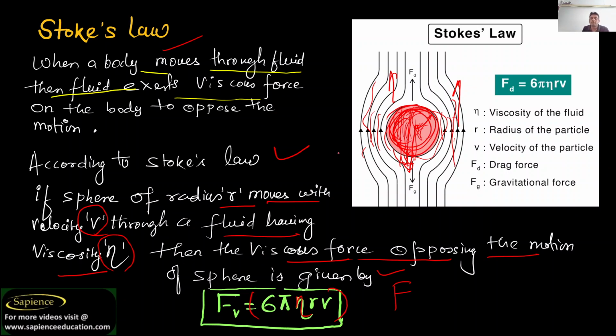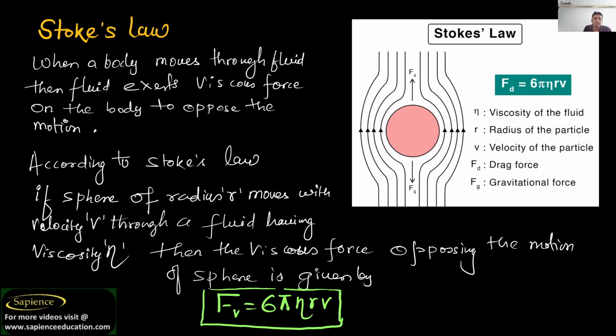The force with which it opposes has a value F equal to 6 times pi times n times r times v, where r is the radius of the sphere and v is the velocity of the sphere with which it is moving downward. Got it? This is called Stokes law. With the help of Stokes law, we can find the viscous force on any sphere.